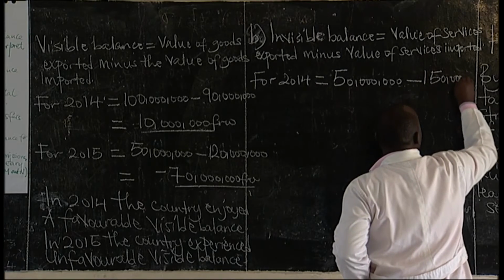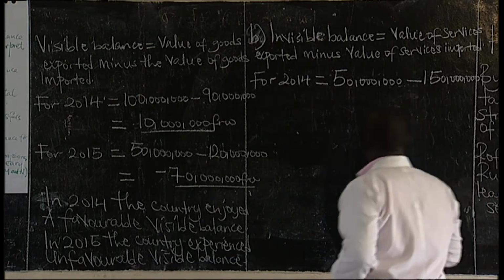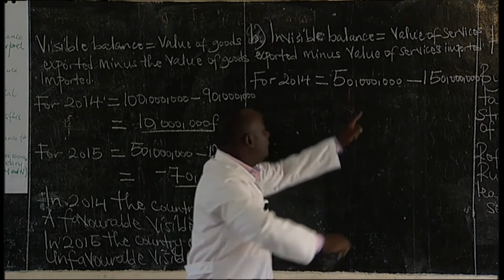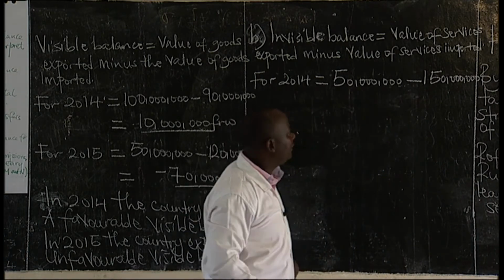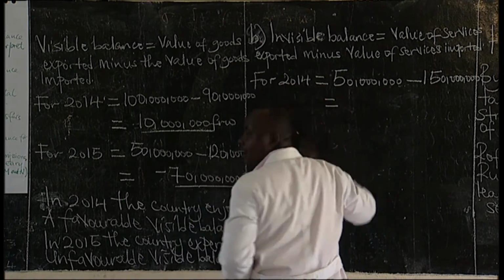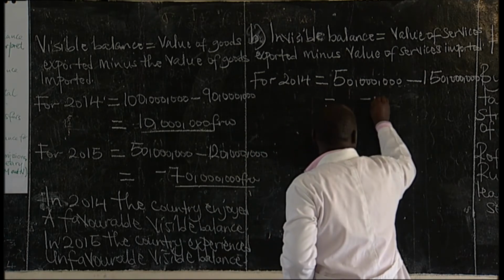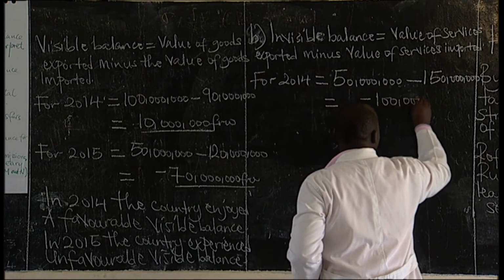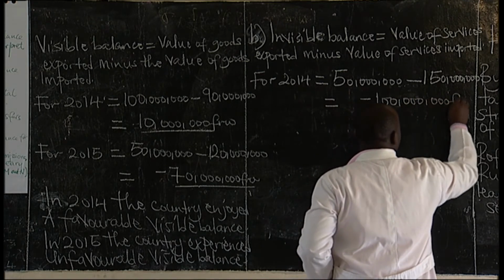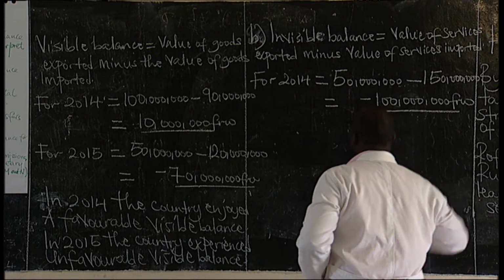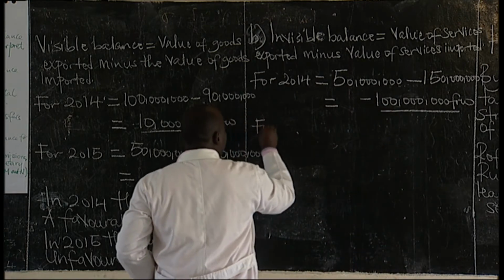Now, this is a small figure. 50 million minus 150 million, we shall get negative 100 million francs.